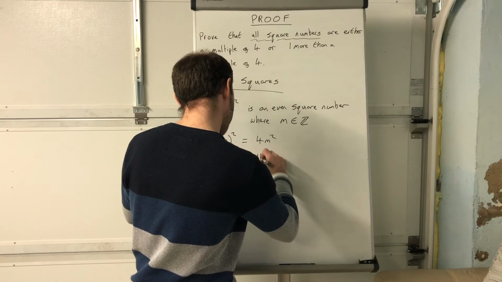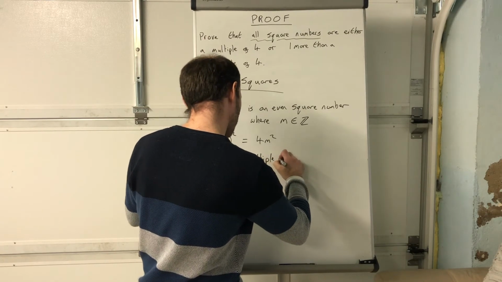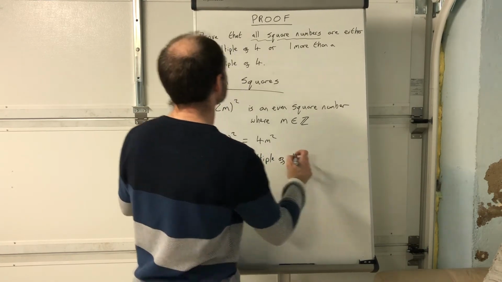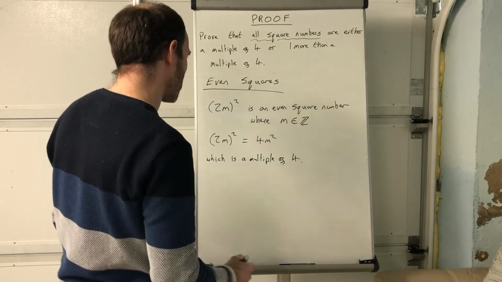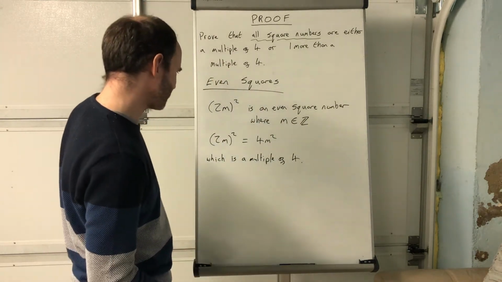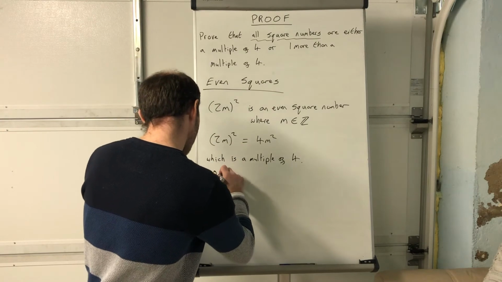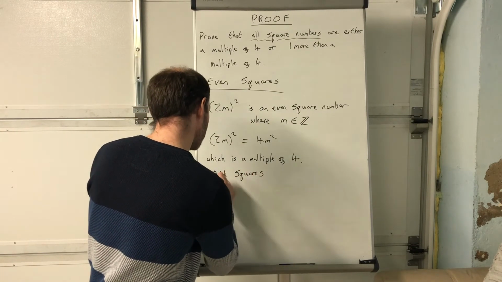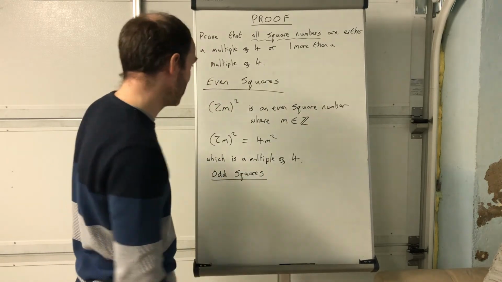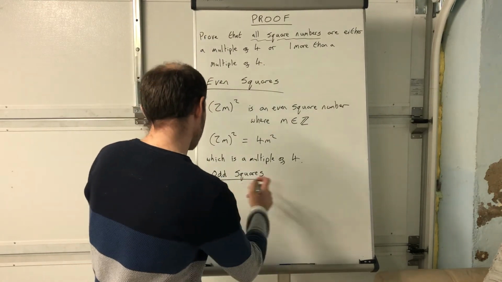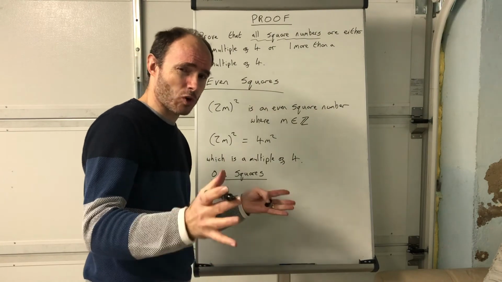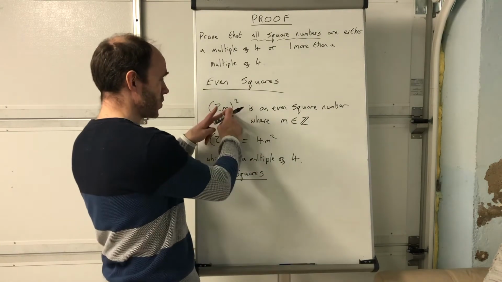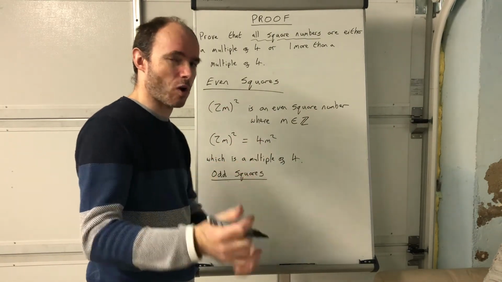So, I'm not going to write obviously or clearly, I'm just going to write it the way I see it, which is a multiple of 4. So that's that done. And then we look at the odd square numbers. So odd squares, I suppose I should write square numbers, but I'm not. So what's an expression for an odd square number? Well, remember an even number is 2m, 2m plus 1 will give us that odd square number.